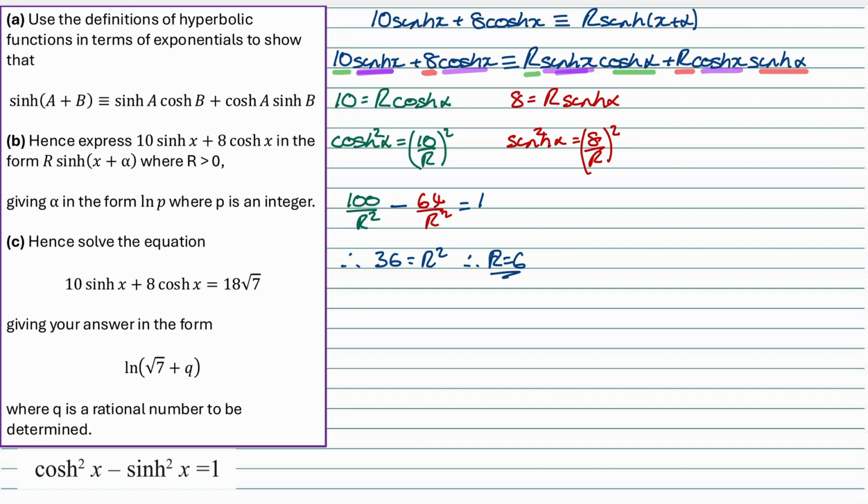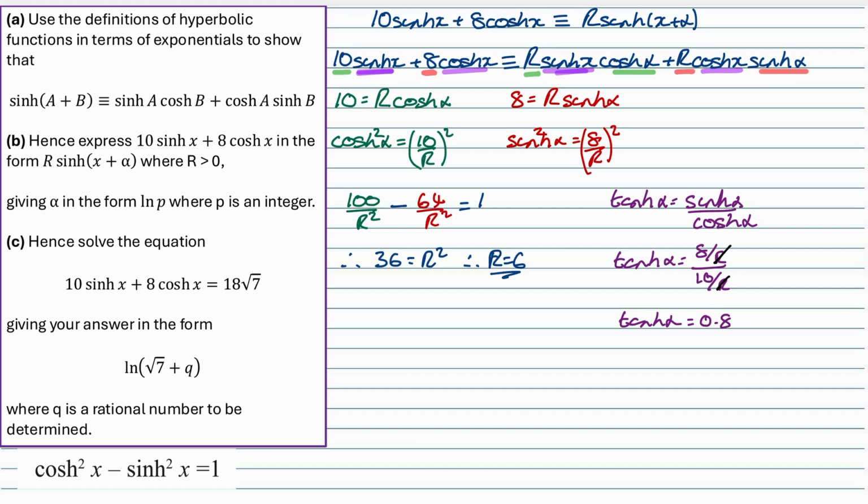Now to find alpha, we can use the fact that tanh alpha is sinh alpha over cosh alpha. We already know that sinh alpha is 8 over r and cosh alpha is 10 over r. So we can substitute these in and then we can cancel out the r's. So tanh alpha will be 0.8.